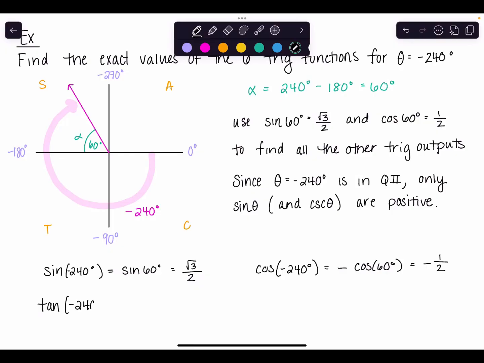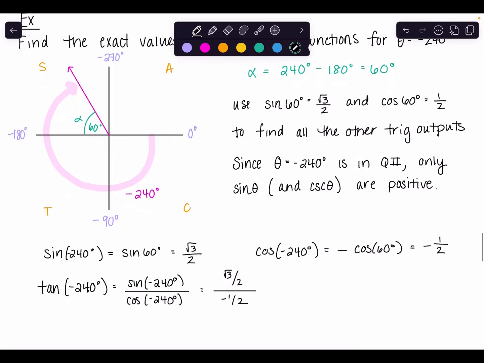And then cosine of negative 240 degrees is going to deal with cosine of 60. But again, because we are in quadrant 2, cosine is negative there. So it is negative 1/2. If I look at tangent of negative 240 degrees, you could write this in terms of tangent of 60, but realistically, once you have these two, you have everything else. So you don't need to go through and memorize that either.